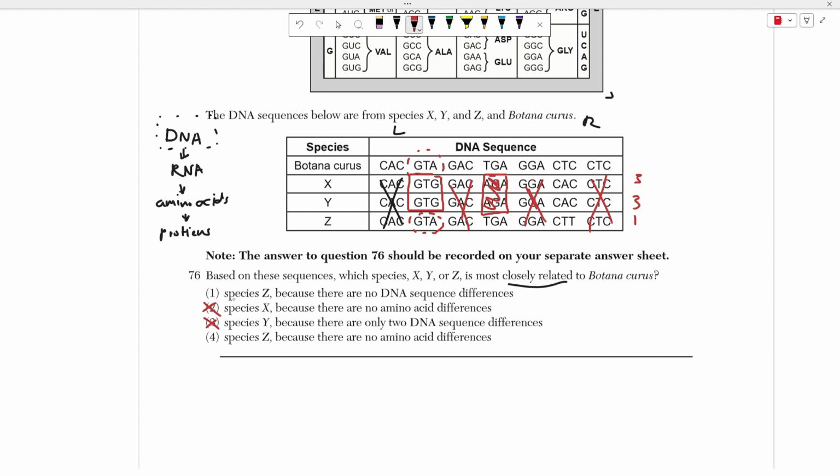Choice 1 says it has to be species Z because there's no DNA sequence differences. Well, that's wrong because it has one difference, so that means that the correct answer has to be 4, species Z, because there are no amino acid differences.